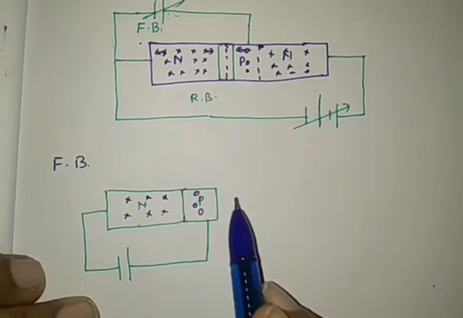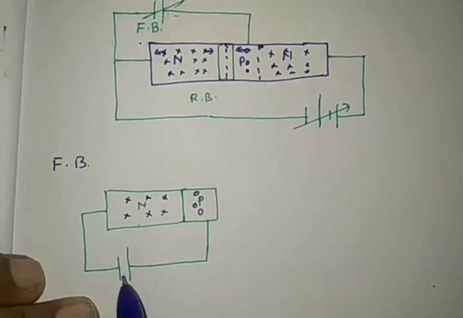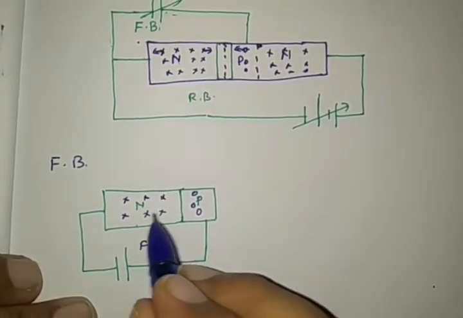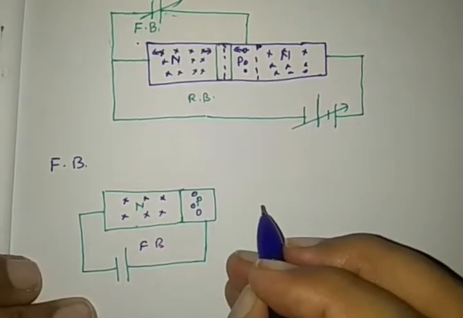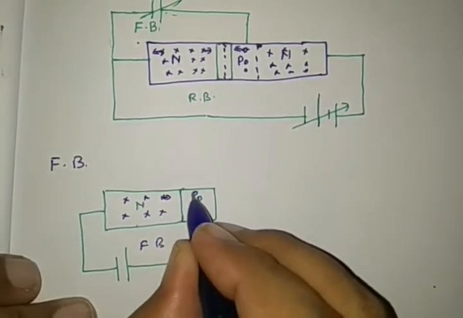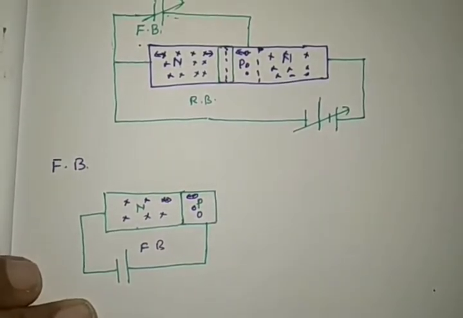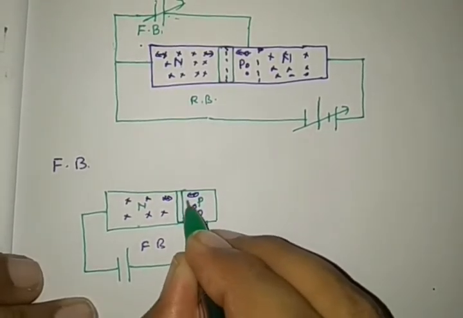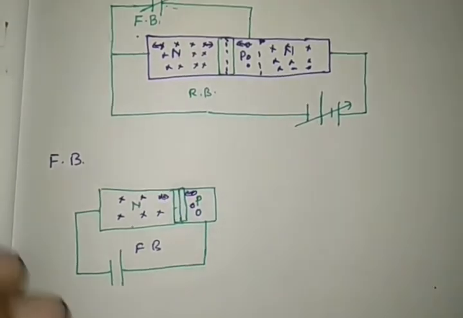The forward bias circuit of an NPN transistor is drawn here. It is under forward bias: positive potential, negative with negative, positive with positive. See carefully, right? Electrons are repelled this side and here this side. Both are visible. This is the first potential barrier junction. When the potential is under forward bias, this first junction shrinks.